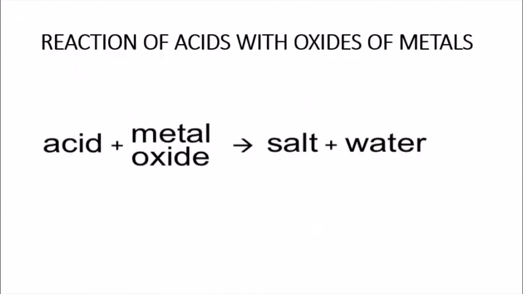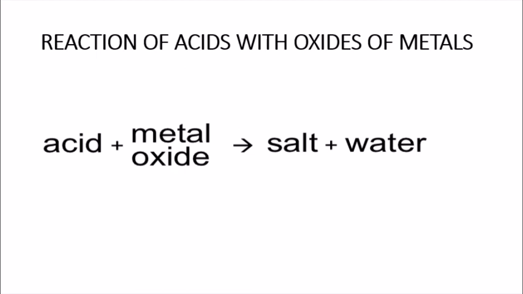Next is the third one, reaction of acid with metal oxides. Oxides are compounds which have O in them, for example CaO, MgO, Fe2O3, ZnO. These are called metal oxides. So when acids react with metal oxides, we get salt and water.